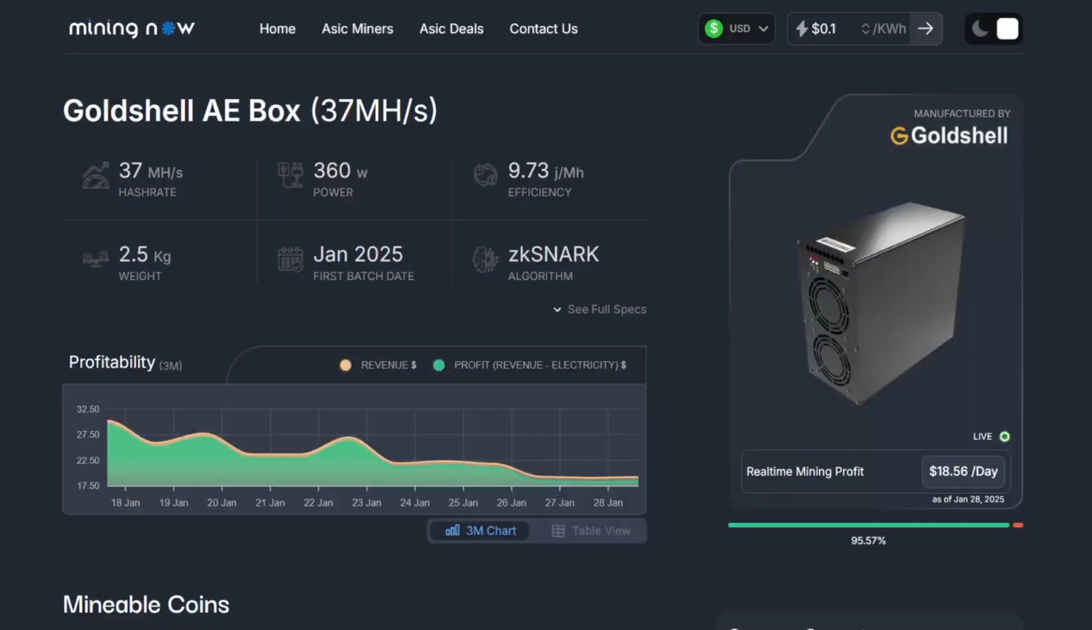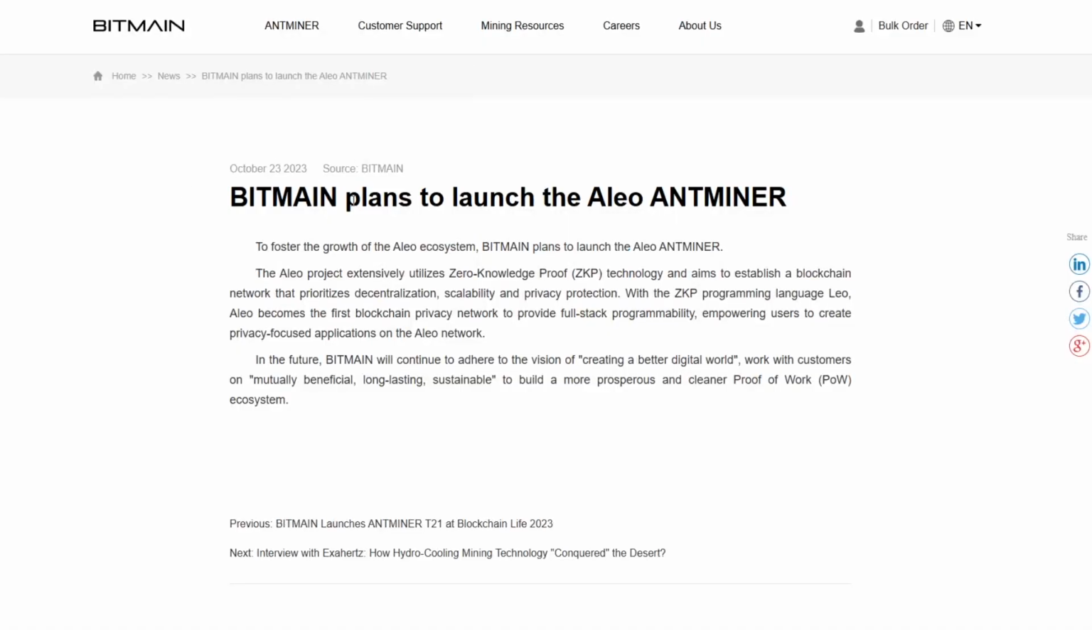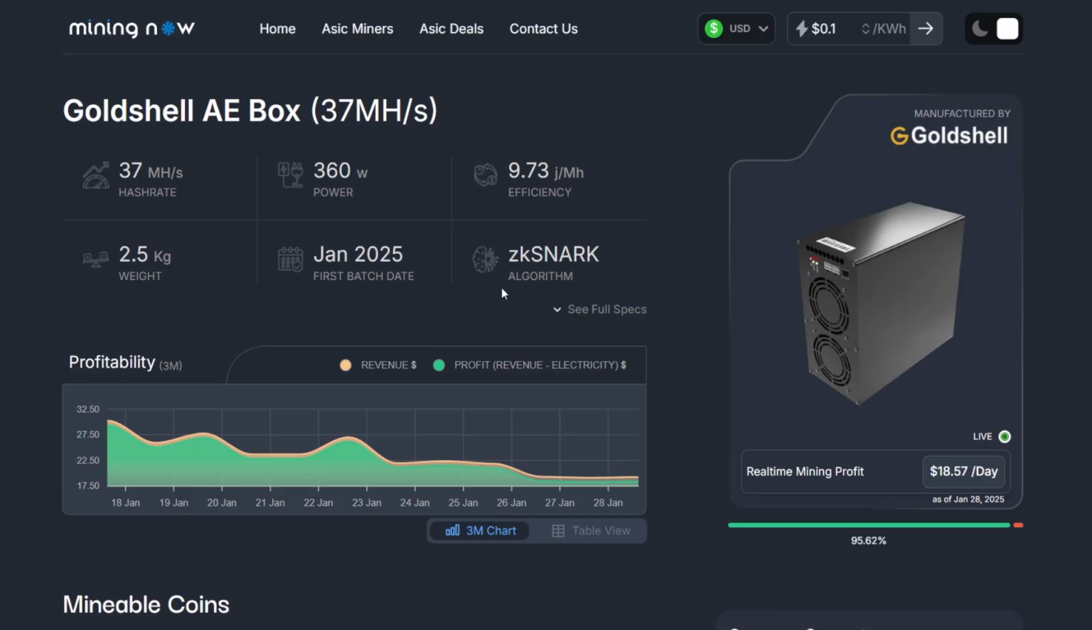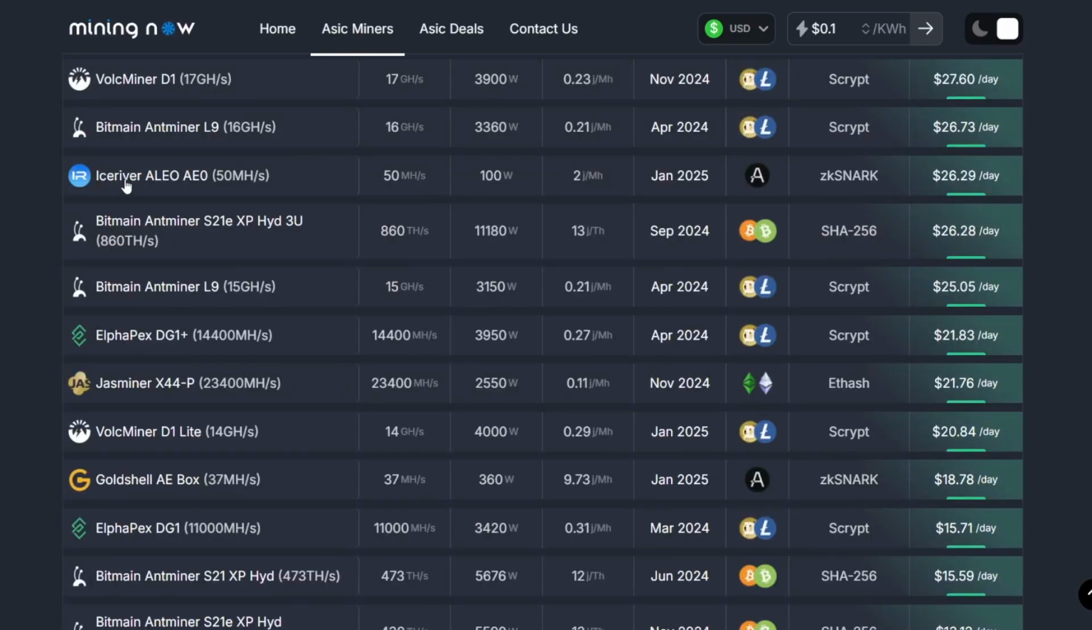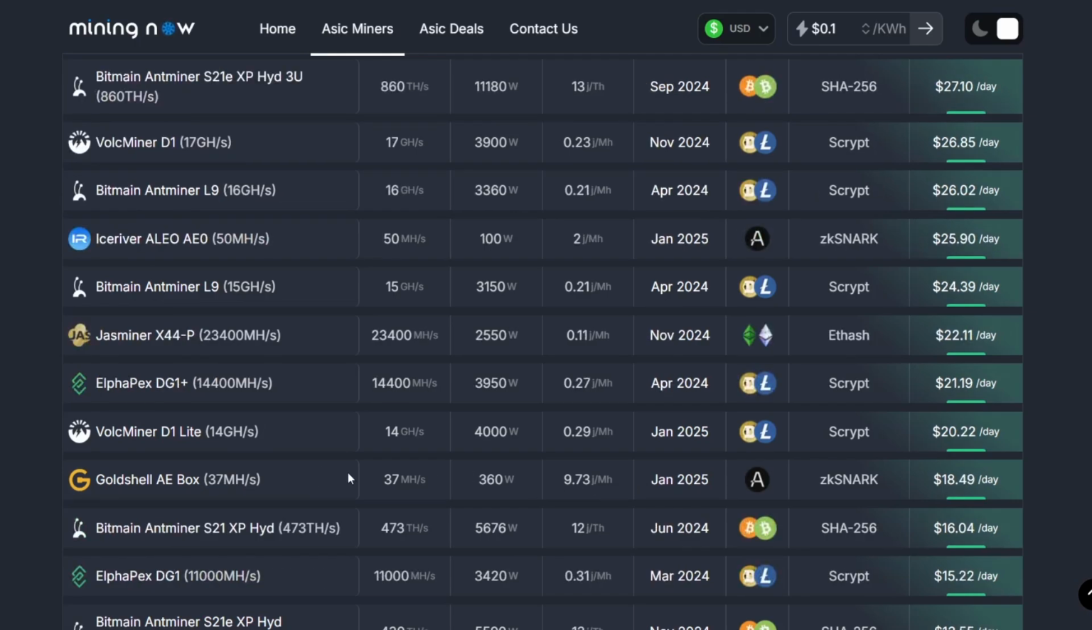So personally, I would not be buying these ASIC miners. I think they're going to be very unprofitable very quickly. Bitmain obviously are going to announce one soon. I have seen rumors around on X that certain people affiliated with Bitmain are talking about it, and that's probably going to be released within the month. And it will also probably be way better than the AE0 and the AE box. And we can assume as well that it's going to be very expensive. So I personally wouldn't buy one of those either.